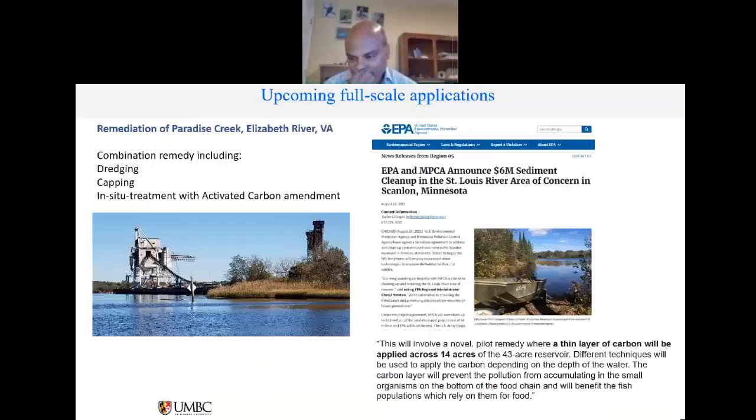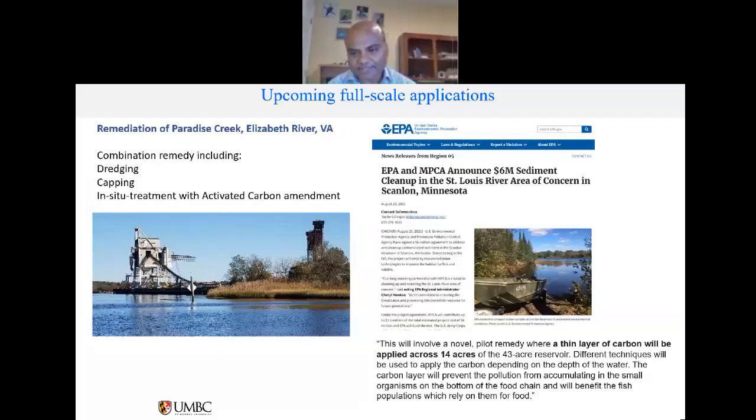I'm running out of time, I realize here. So there are a few full-scale applications that are coming up. One in Virginia that some of you may have heard of. This is in Paradise Creek. It's part of Elizabeth River, and the idea is to do partial dredging, capping, and also in-situ treatment with activated carbon that should be coming online by the end of this year.